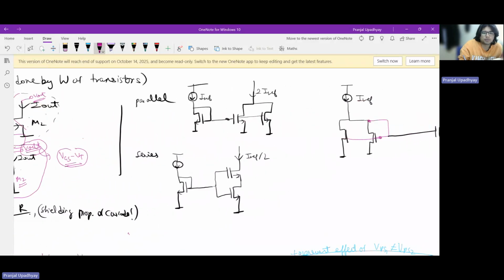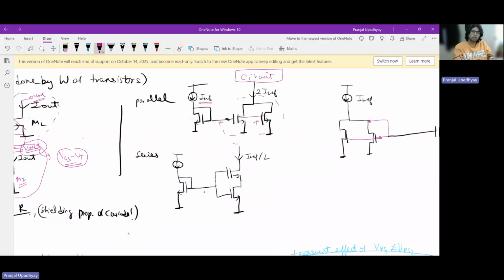For example, I have this IREF current. How would I ensure that in this branch, or maybe this analog circuit, I have two IREF current? One way is clearly to have only one transistor in the segment and keep its aspect ratio double that of the reference transistor. But let us say I don't want to play with my aspect ratios. What I can do is have two transistors in parallel. Both of them will have plus VGS, which is the same as the drop across the reference transistor, and if you keep them in parallel, you will have two IREF current.